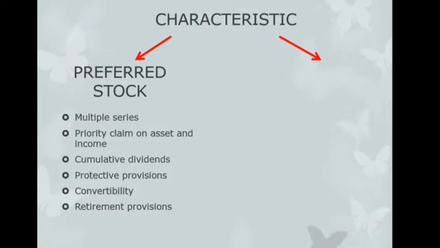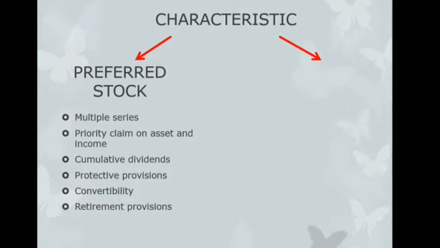The last one is retirement provision. Although preferred stock has no set maturity associated with it, the issuing firm generally provides for some method of retiring the stock, such as a call provision or sinking fund provision.